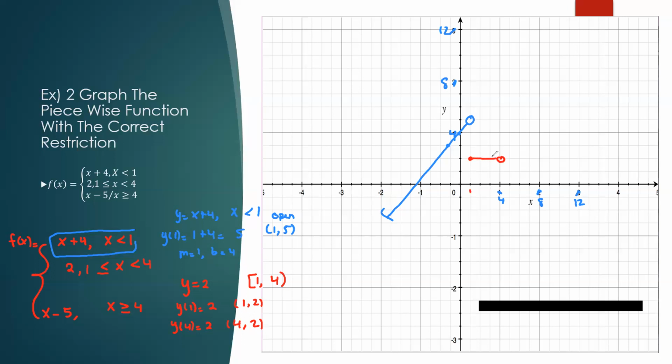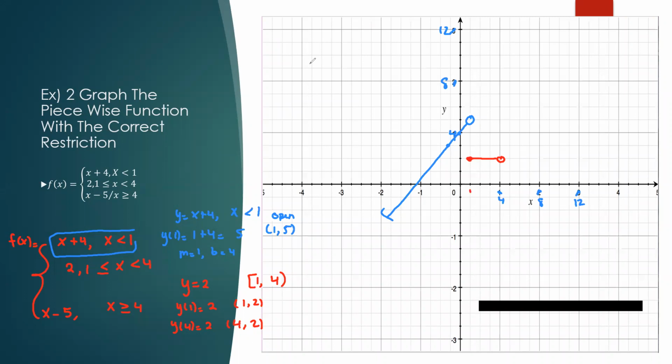So you're going to connect the line. The reason why you're not going to go all the way is because of our restriction. It says x is less than 4 and x is greater than or equal to 1. So you can only go from the boundaries 1 to 4. That's it. So this is the only part of the graph that you need. This is going to be a dark circle, and this is going to be an open circle.